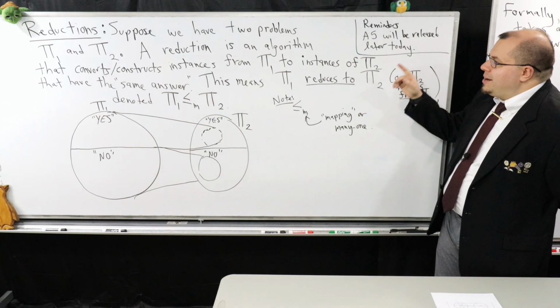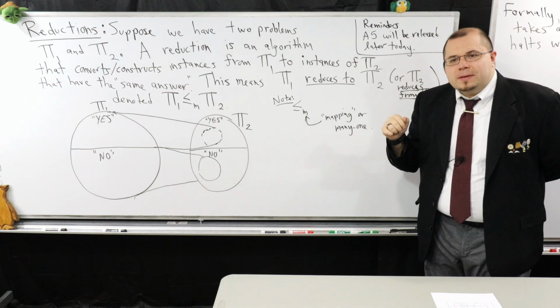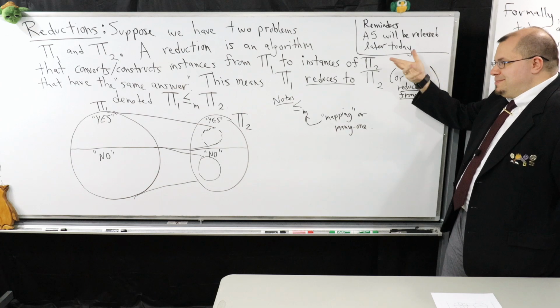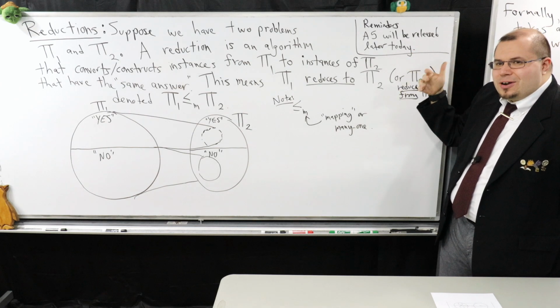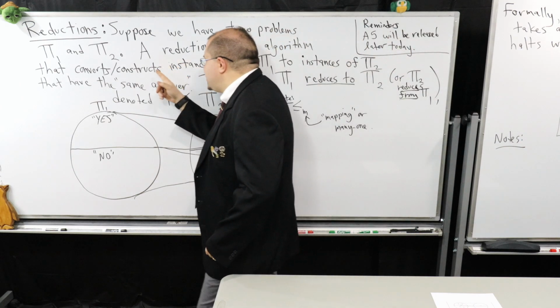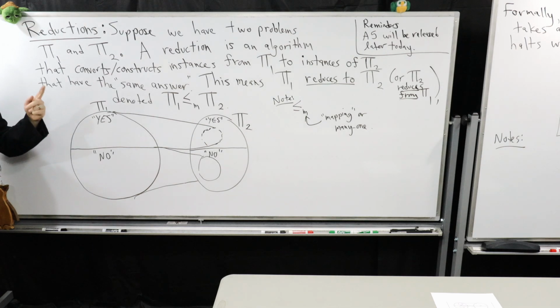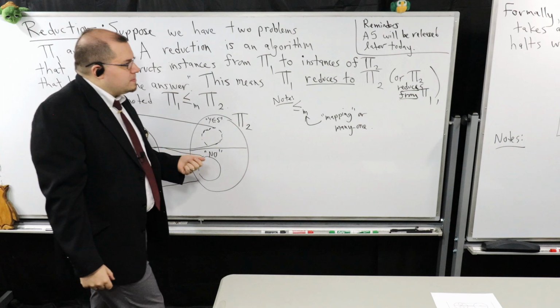So I need to talk about what a reduction is. A reduction is simply an algorithm. You could think of this as a Turing machine; I'll describe more formally what I mean by this in a moment. It converts the instance or input from pi1. I have two problems, pi1 and pi2. It converts the instances of pi1 to instances that are descriptions for pi2.